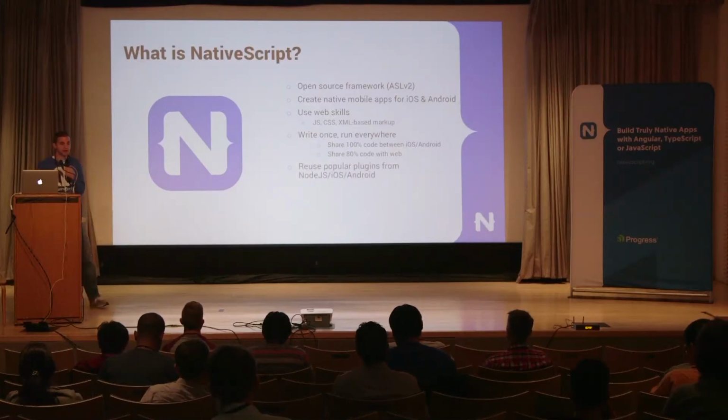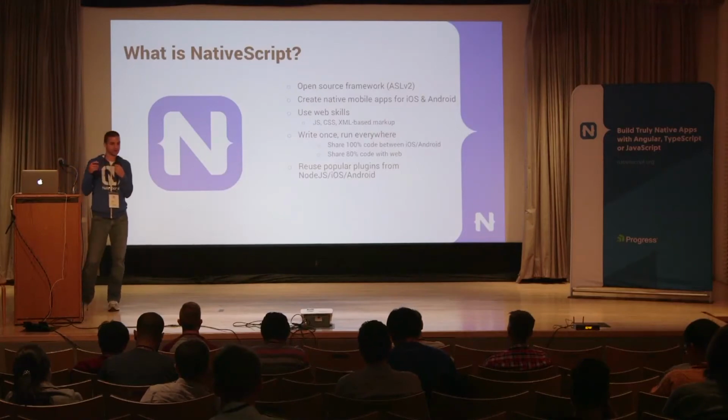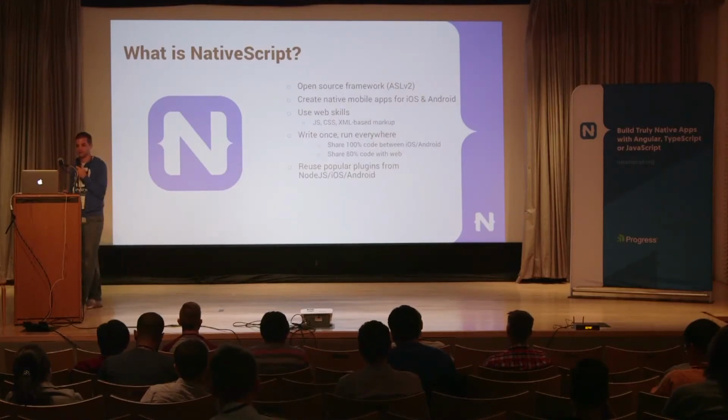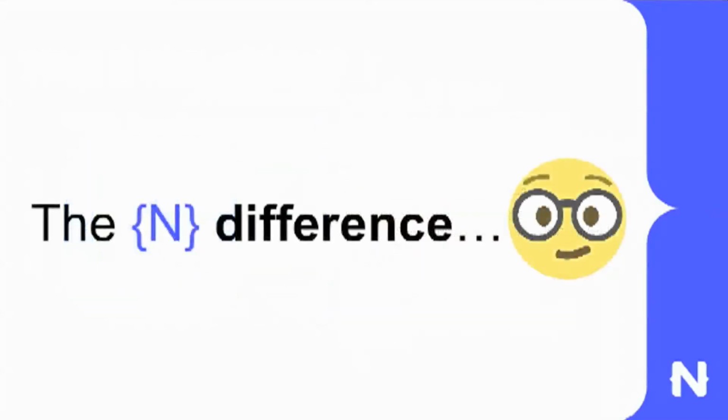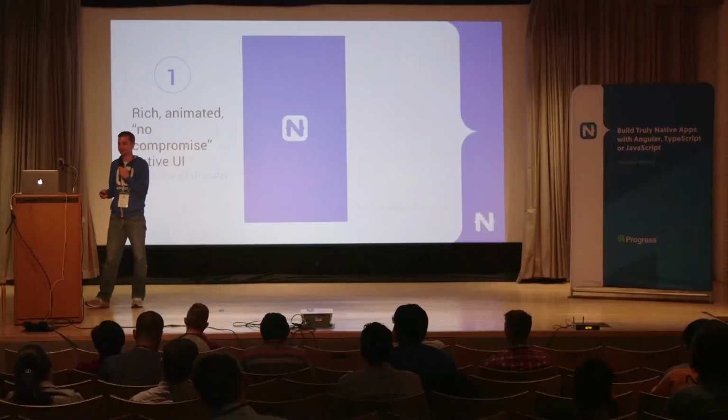And again, you can reuse popular plugins from Node, JavaScript, CocoaPods, and jars as well, Android jars. And we do have deep integration again with Angular and TypeScript. I'm going to repeat myself many times in this talk. So what is the NativeScript difference? What are our key differentiators, or what are the things most important to us?